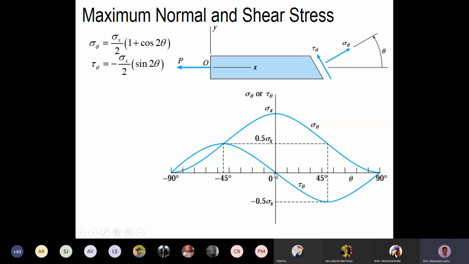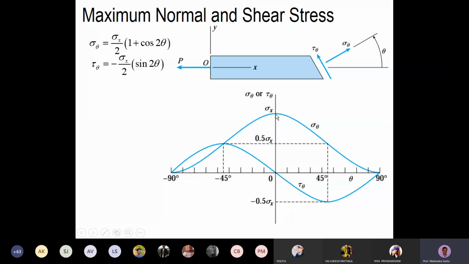Cos function will start from here and it will go like this. But because it's shifted by sigma x by 2, it is moving up, and we have sigma x by 2 into 1 plus cos 2 theta. So at theta is equal to 0, we have 1 plus 1, 2. So sigma x by 2 into 2, which is sigma x. So we are having the maximum value at theta is 0.